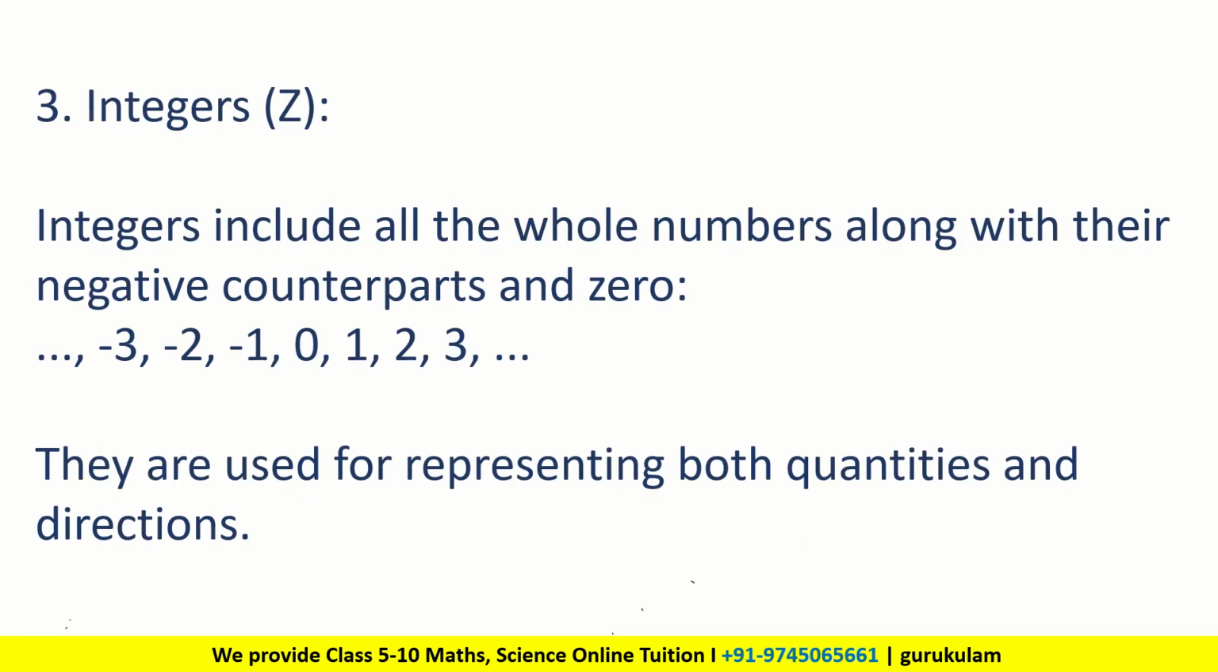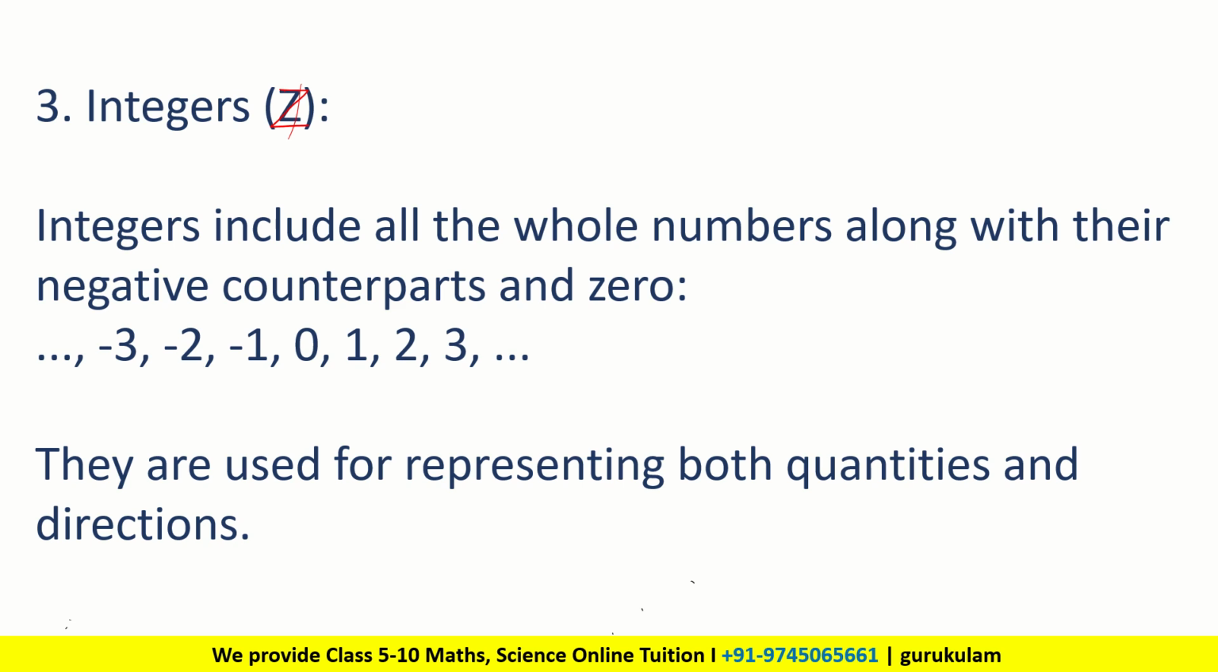Now the third one is integers. We represent the integers with the capital letter Z. This includes the negative numbers, 0 and positive numbers. In other words, we can say the negative numbers and whole numbers, or the negative numbers, 0 and the counting numbers. You can represent it in different ways. Where do we use this kind of integers? These integers are used for representing quantities and directions.